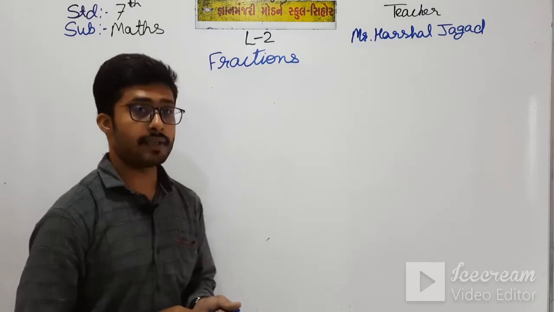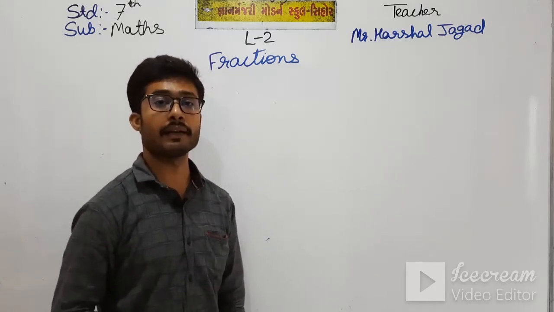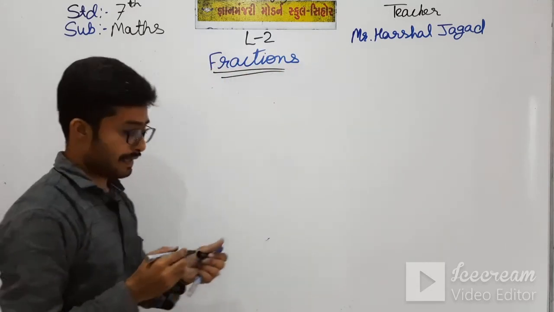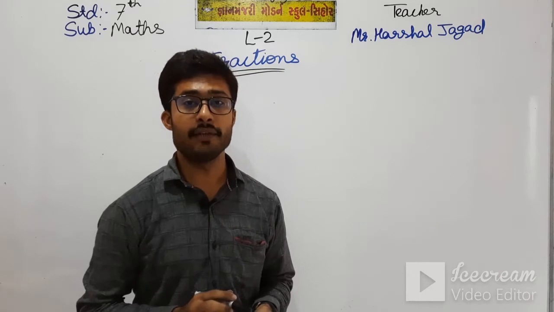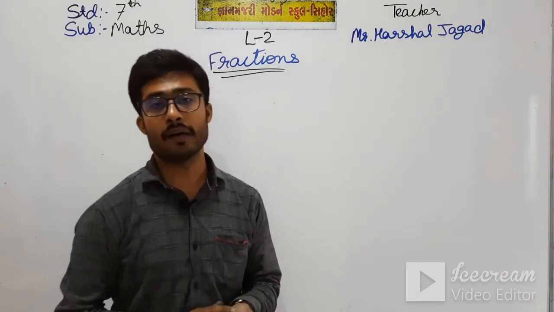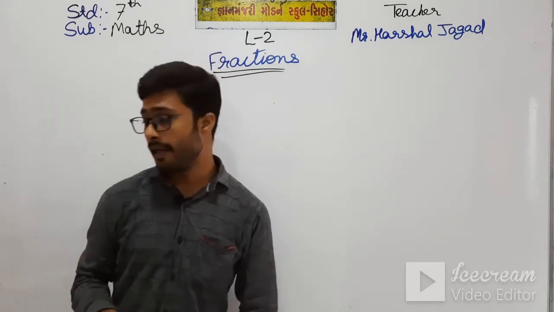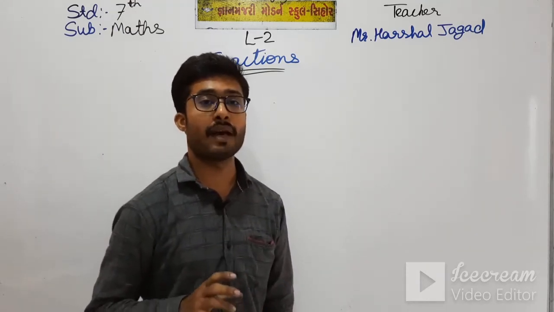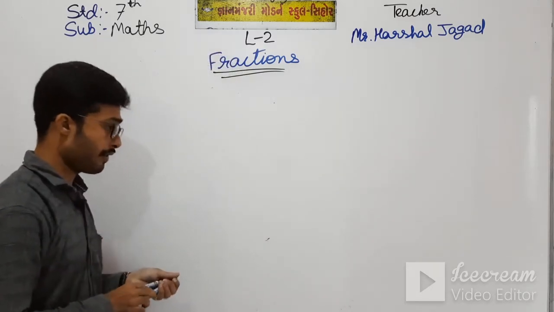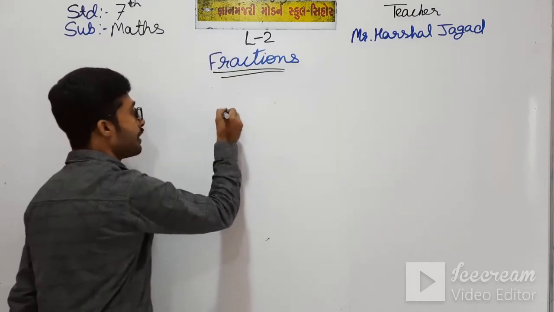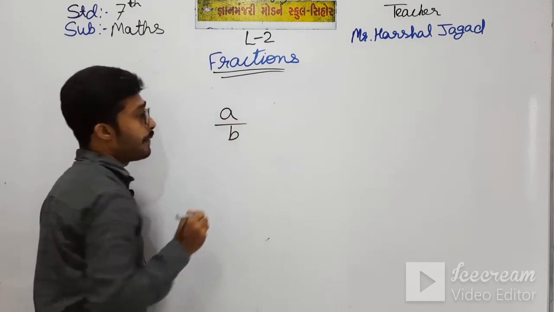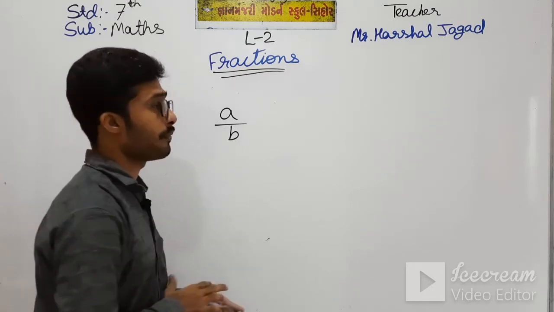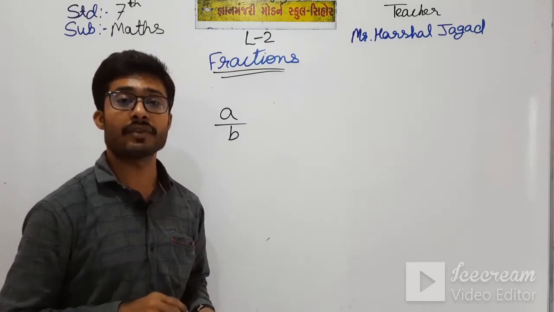So in the previous videos Rachna ma'am started the new chapter, lesson number 2, fractions. In the previous video ma'am taught you the introduction of it. In that introduction, how many types of fraction did ma'am teach you? First of all, what is a fraction? A by B is known as a fraction, A upon B, where A and B are natural numbers.